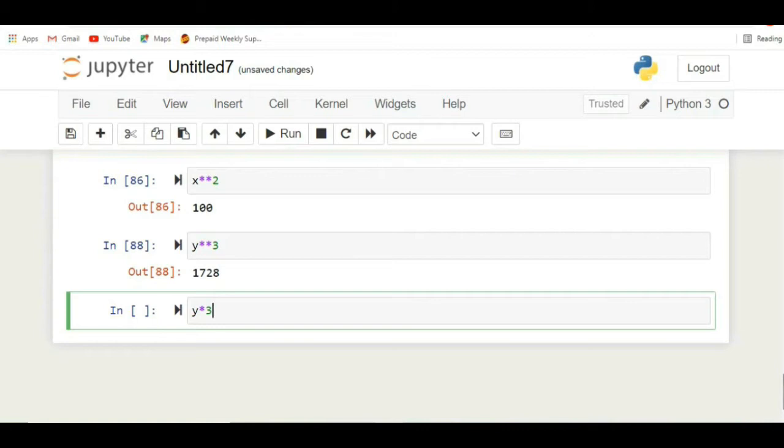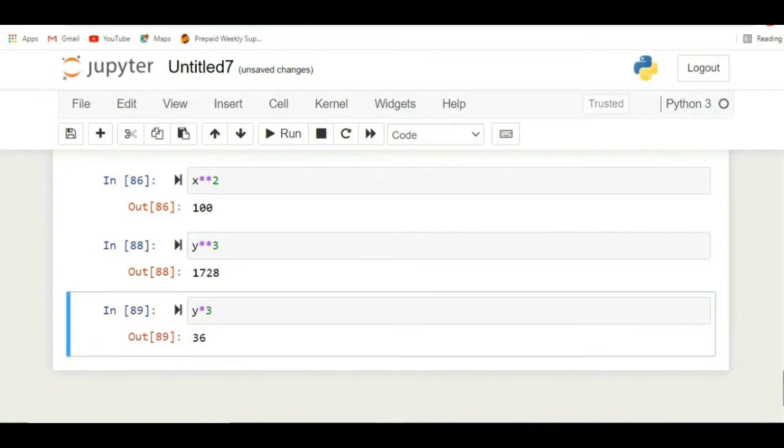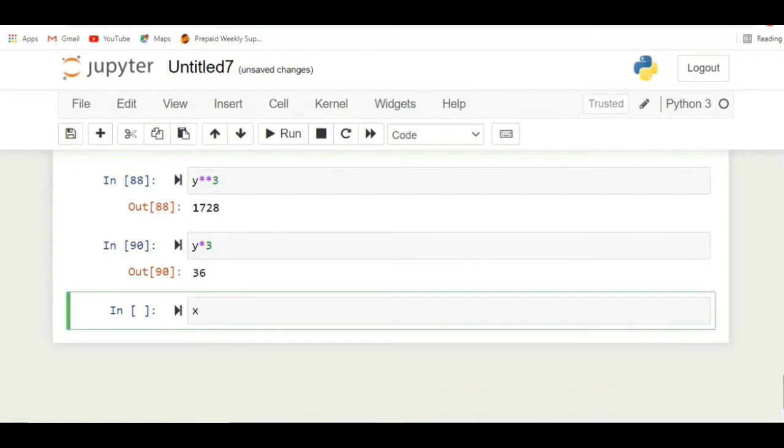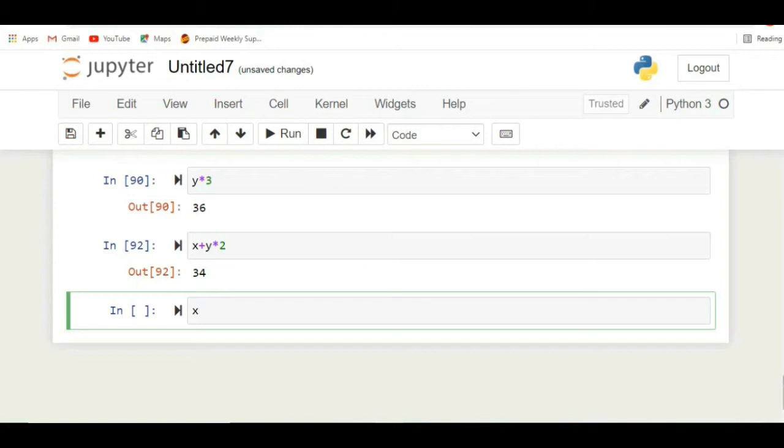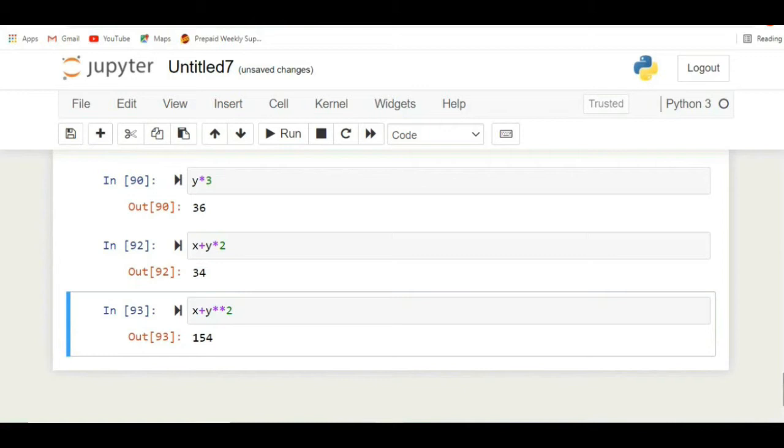Now y multiplied by 3, not raised to the power, is 36. 12 threes are 36. So x plus y multiplied by 2 is 34. And x plus y raised to the power 2, yes, double star always means raised to the power 2. So the value of x plus y squared is 154.